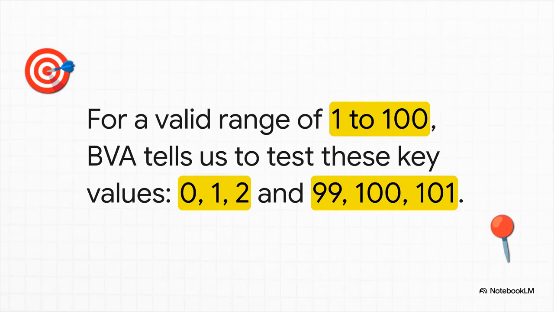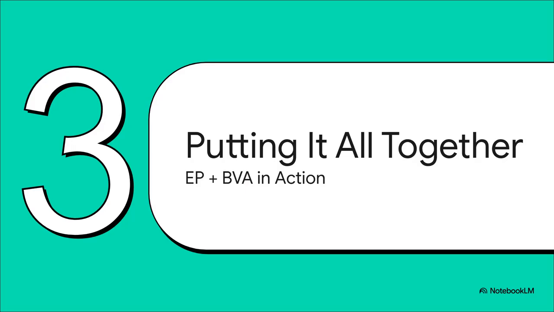Let's make this super concrete. Say you have a field that only accepts numbers from 1 to 100. BVA gives us a crystal clear test plan. We test the absolute minimum, which is 1. Then we test its neighbors, 0 on the low side and 2 on the high side. Then we jump to the other end. We test the maximum, 100, and its neighbors, 99 and 101. These 6 very specific tests are so much more likely to find a bug than just picking a bunch of random numbers.